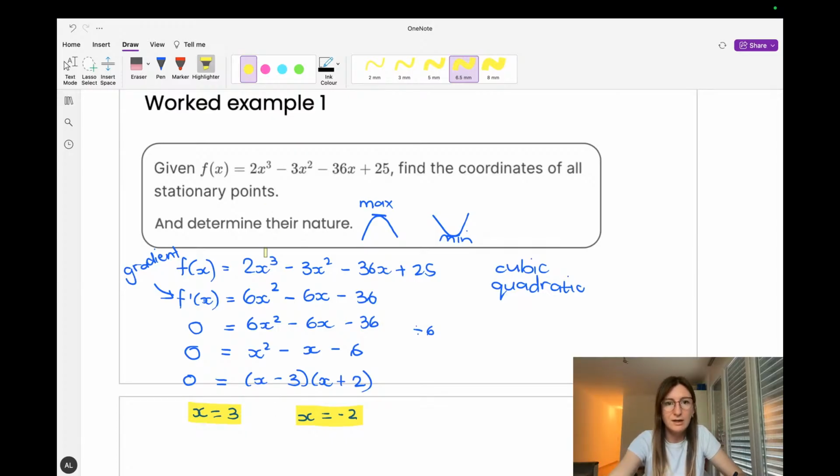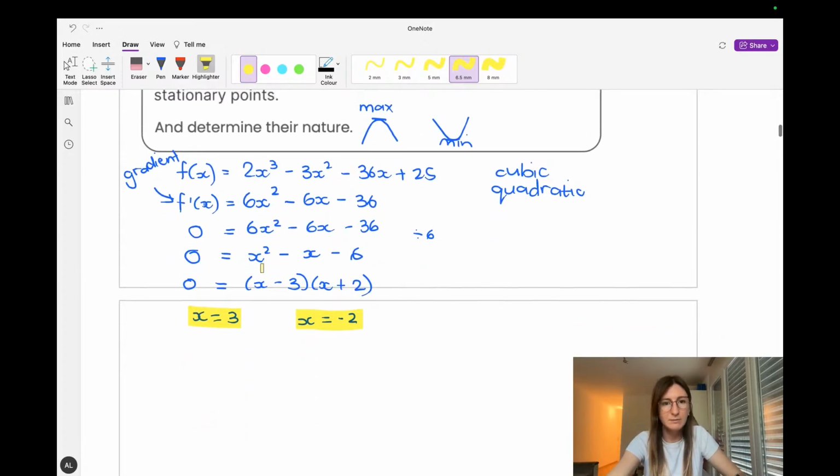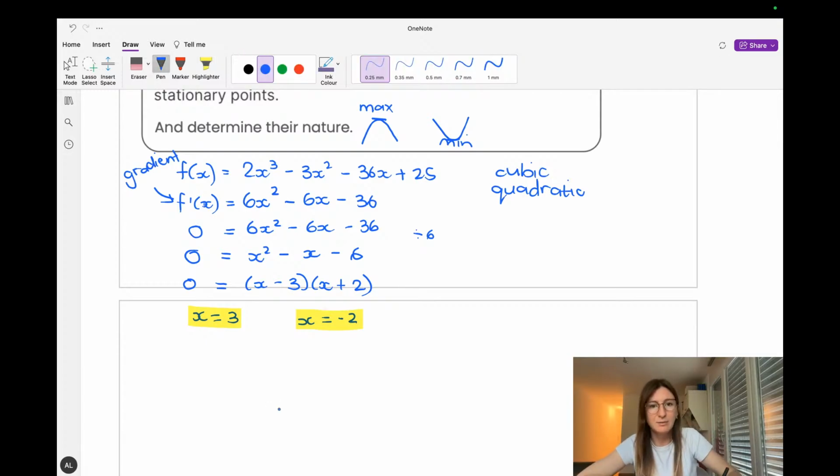Okay, determine their nature. So are they maximums or minimums? So this is where I have to make a sign table. So I'm going to make 2 points where my critical points are, minus 2 and 3. And I need to test values on either side of them. So here I might test, let me put in a different color, I'm going to test minus 3. That's lower. Here I'm going to test 0. That's always a nice number in between minus 2 and 3. And here I'm going to test 4. So see what sign we get, and that will tell me if it's maximum or minimum.